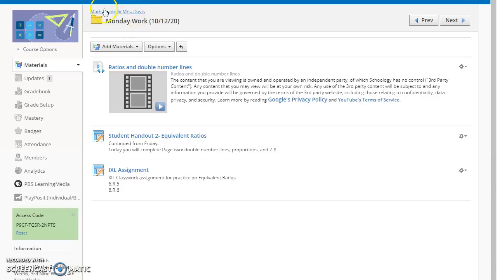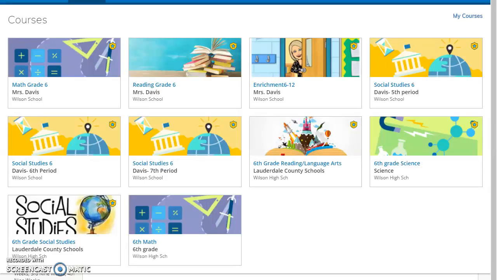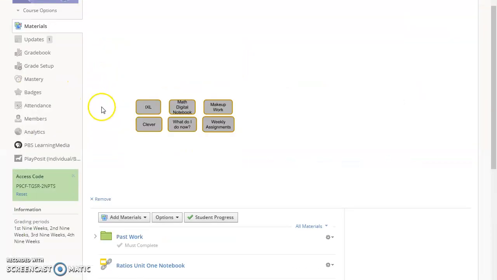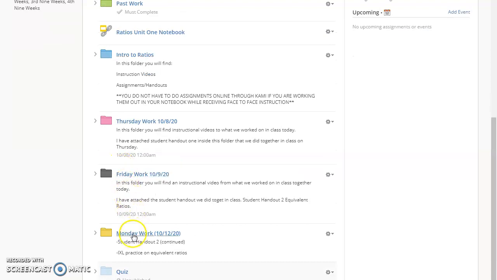Today is Monday, October the 12th, and we are going to continue working with ratios. So on your Schoology course, if you will go to Math, scroll down until you see the folder Monday. I added a folder for today.